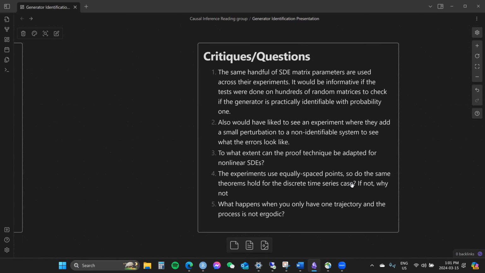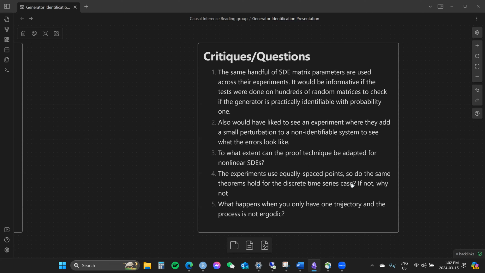If I'm being honest, I'd say that this paper raised more questions than answers for me. Some critiques or questions that we had that maybe we can discuss: they only had like 5 sample matrices in their experiments, and I'd be curious to see them generate hundreds of random matrices and see if the error decreases nicely as they add more and more trajectories.